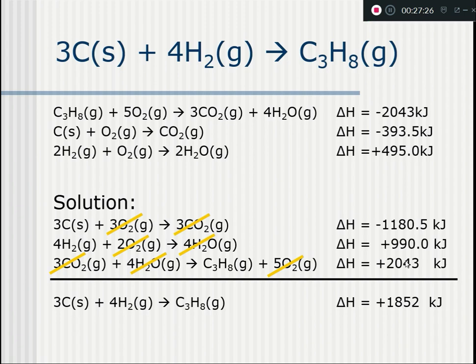So if I add these heats up, I get that it requires an absorption of 1,852 kilojoules of energy to make this reaction take place. It's going to be an endothermic process.